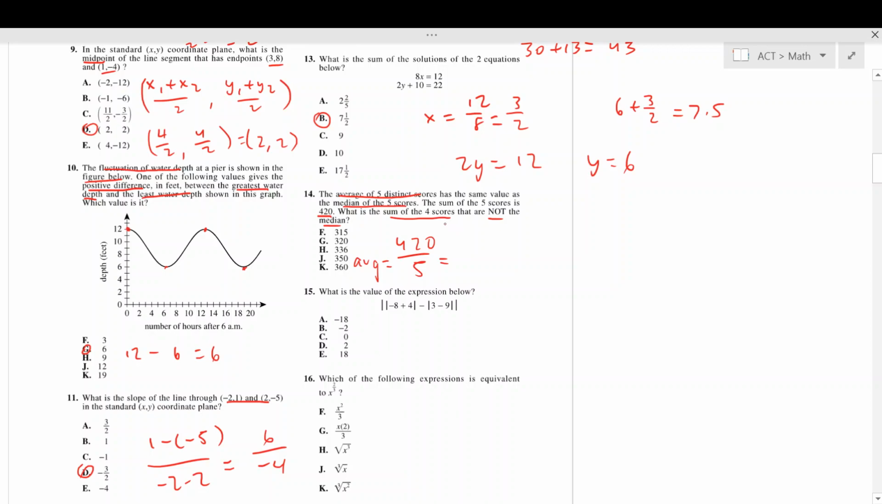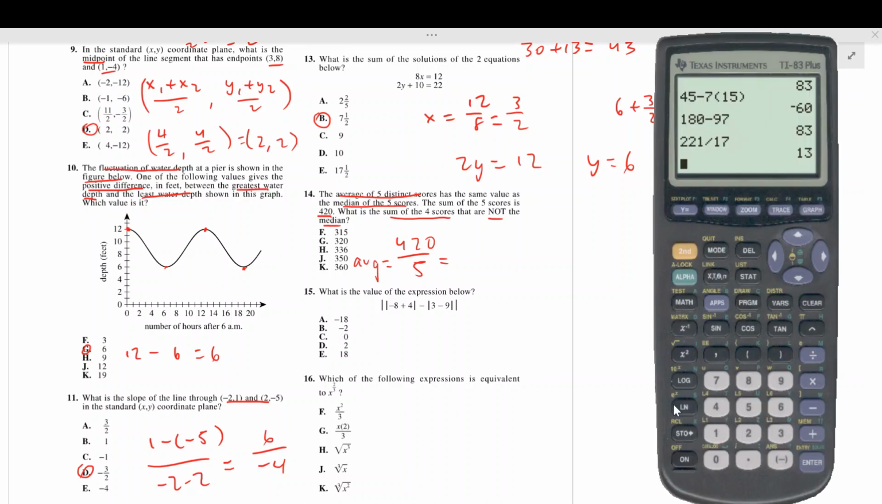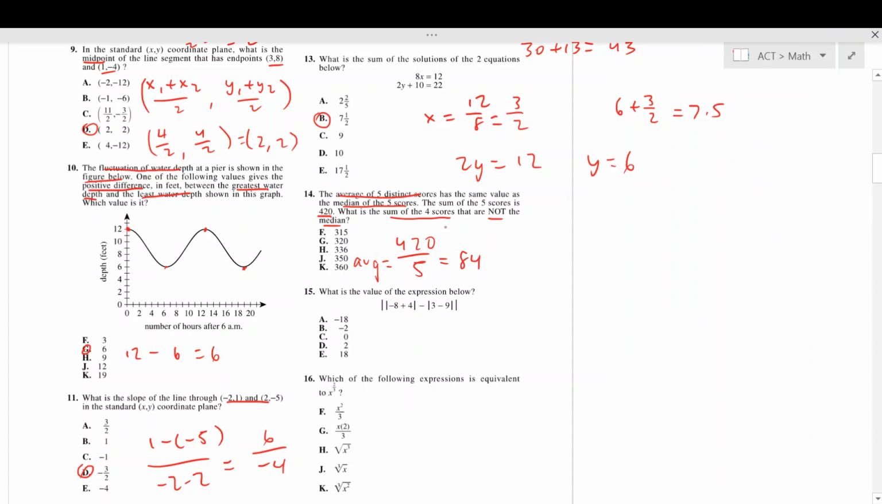So 420 divided by 5 is 84. And remember, 84 is also the median, right? So we have number 1, number 2. 84 is the median because 84 is the average, and we're given that the median is equal to the average. So this must be the middle number. And then that's actually x4, the fourth number, and x5. What's the sum of the 4 scores that are not the median? So what's the sum of this and this?